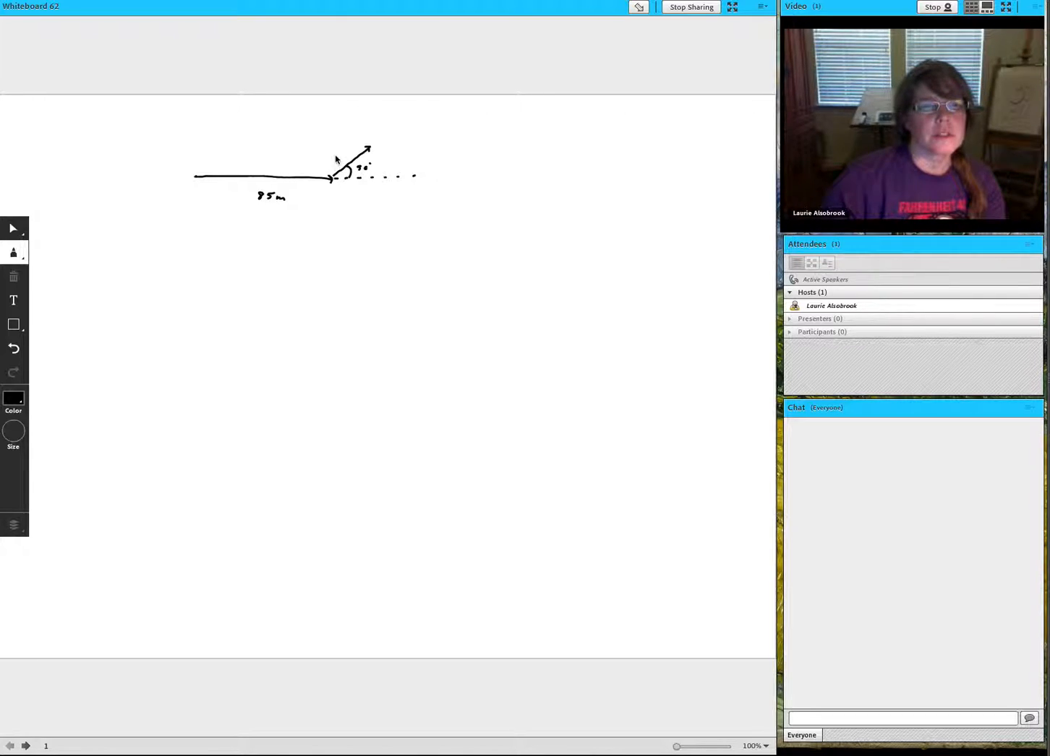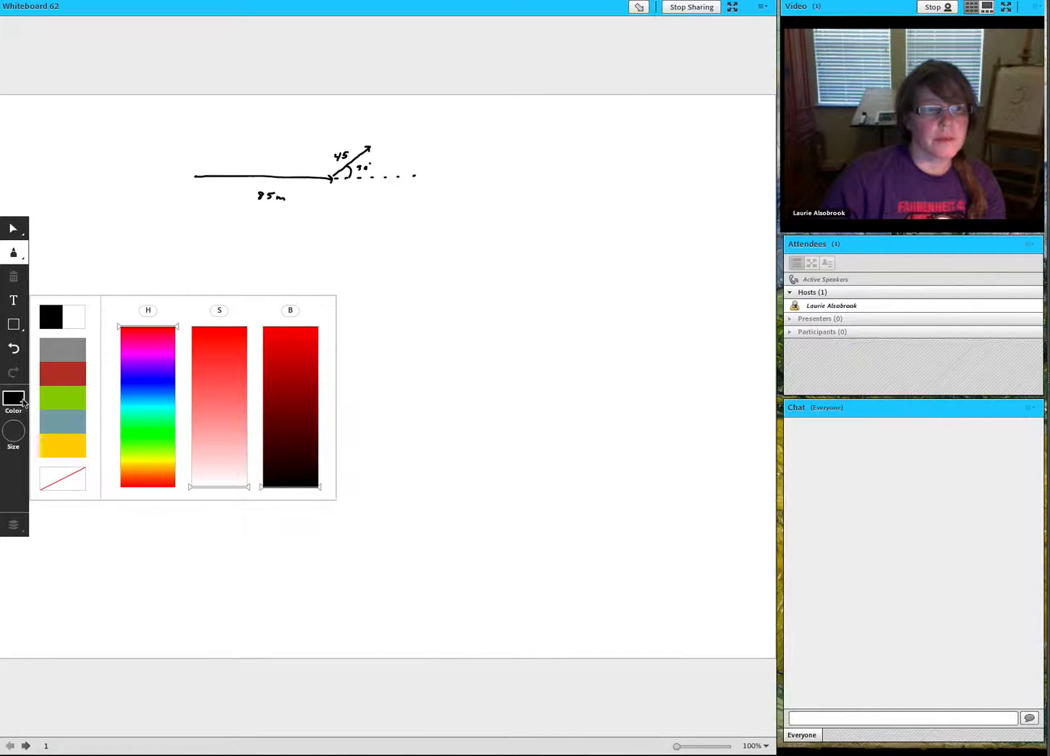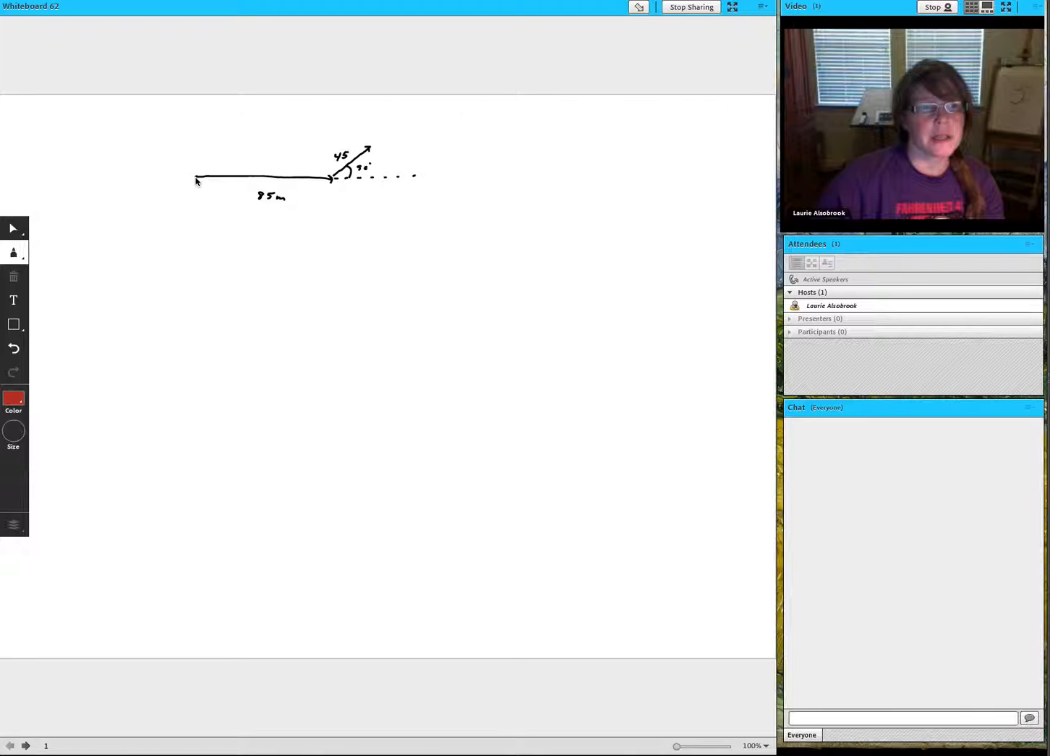All right, so we've got 45 up here. And what we want to find here is its displacement from its starting point. And so our vector that we're trying to find will be this right here.